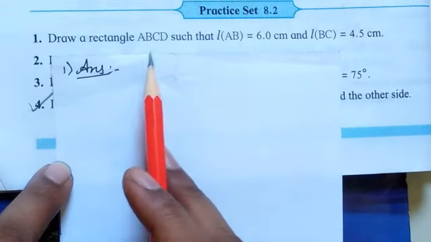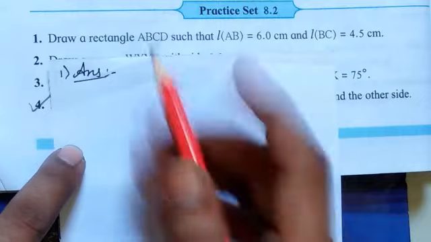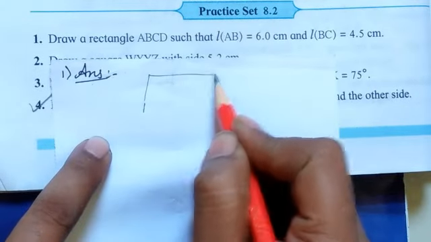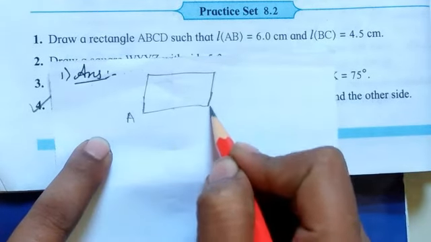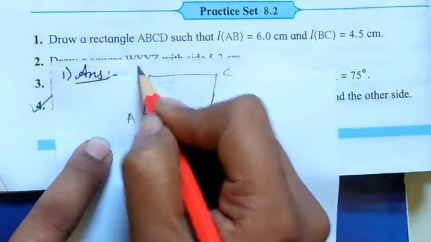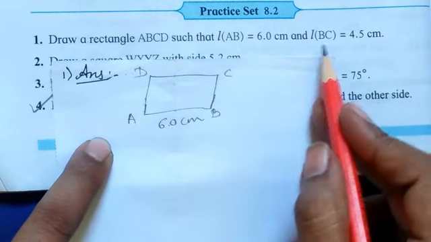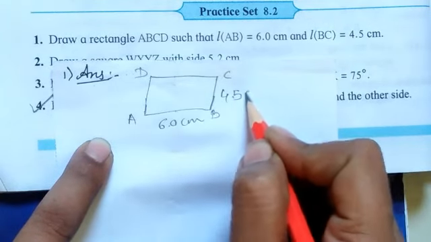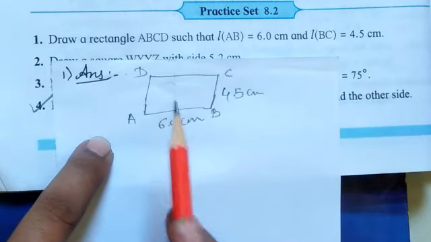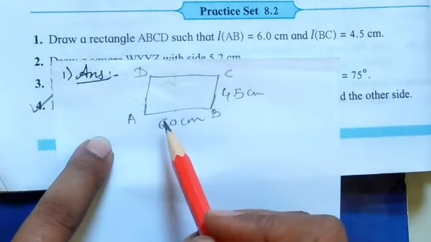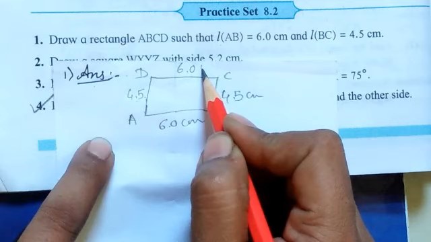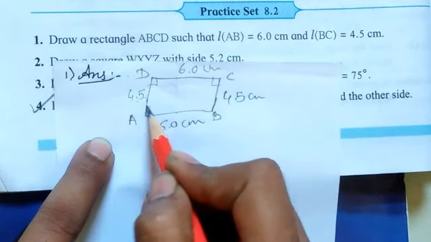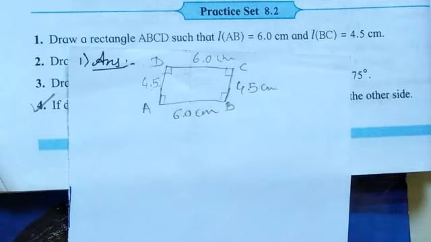Draw a rectangle ABCD such that the length of AB is 6 centimeter. Suppose this is the rectangle ABCD. AB is 6.0 centimeter, it means 6 centimeter only, and BC is 4.5 centimeter. As we know the property, the opposite sides of the rectangle have the same measurement. So this one is also 4.5 and this one is also 6.0 centimeter, and all the angles are 90 degrees. So let's start to draw it.